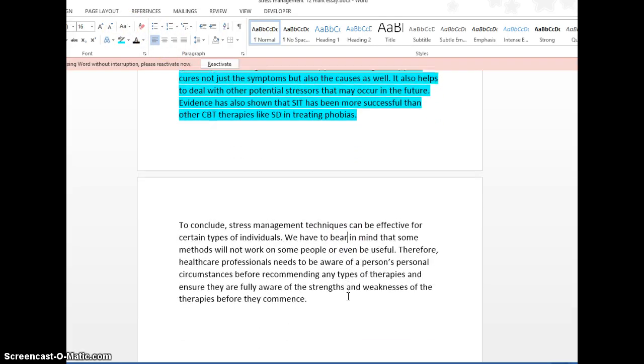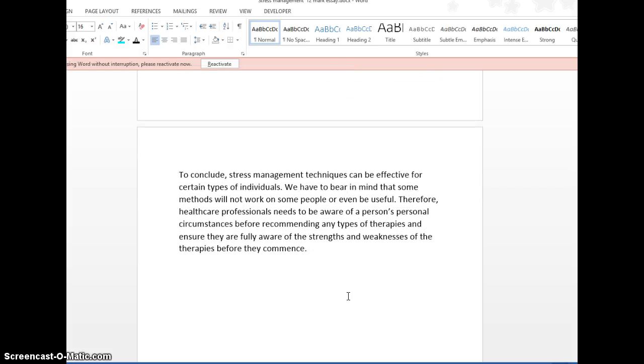And then I've got a nice conclusion. So I've talked about two different stress management techniques. I've evaluated them both in terms of their strengths and weaknesses, and I've come up to a nice conclusion about how healthcare professionals need to be aware that not every type of therapy is going to work for different types of people, that some people are going to be really busy to go to some kind of therapy, so maybe drugs will be more beneficial for them, and at a later date when they're able to have less commitments, they can do that kind of therapy, so vice versa basically.